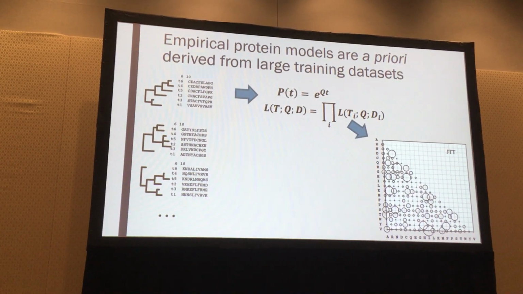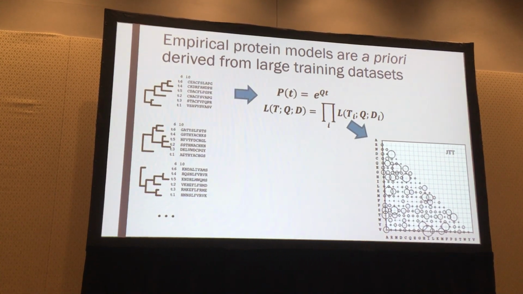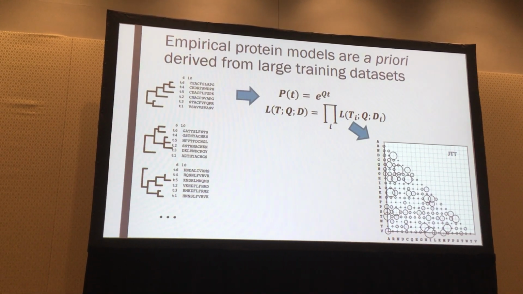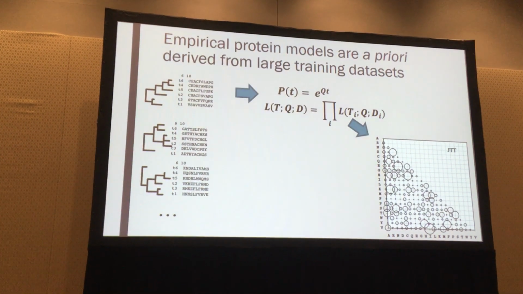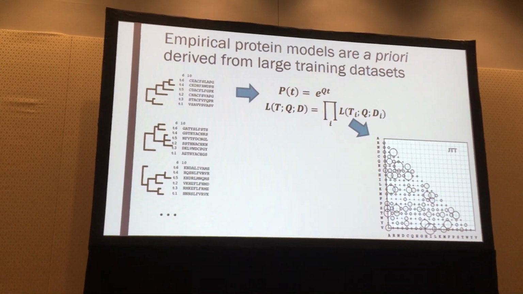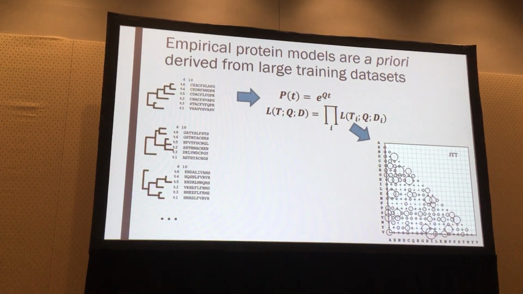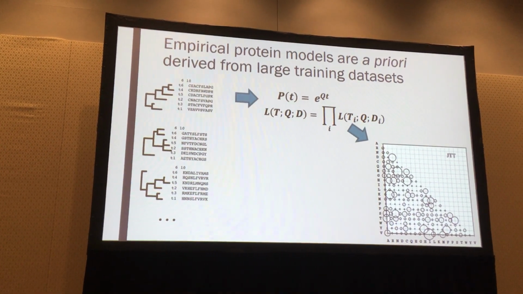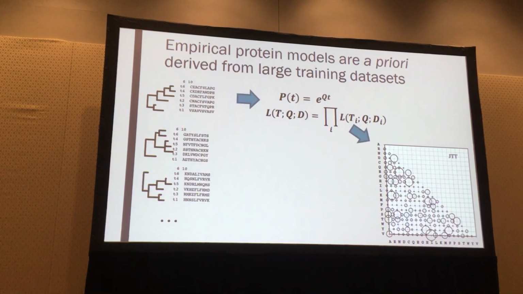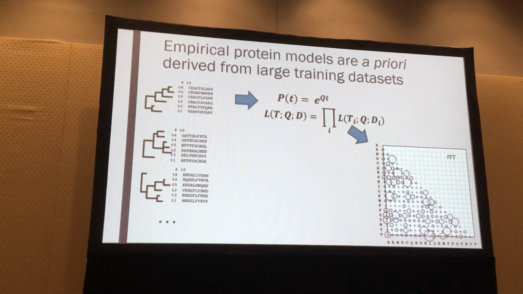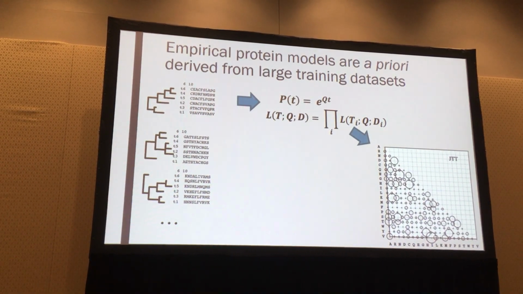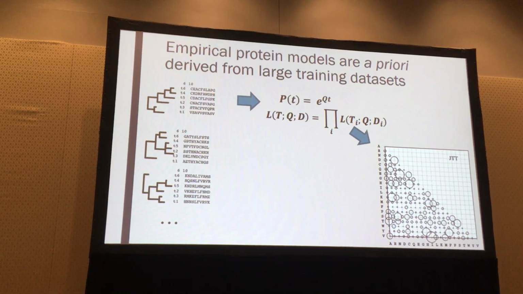Now, the reason that we've been doing this and training them a priori is because these models have 189 free parameters, which is a lot of free parameters. So this scares us a lot. We think we're going to overfit the data, so we can't estimate the parameters from the data the way that we might for a nucleotide model, because 189 is just too many. So we use these fixed, pre-trained models for protein analysis.